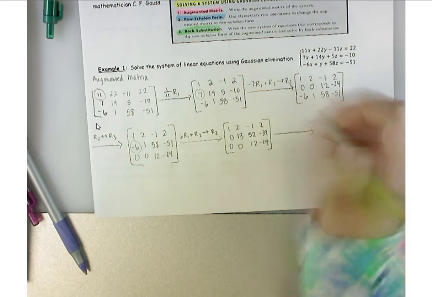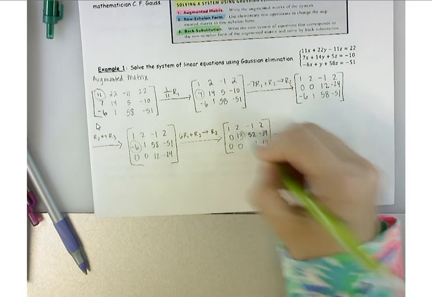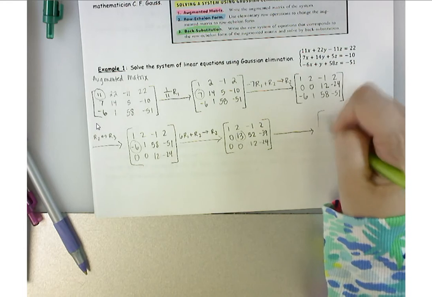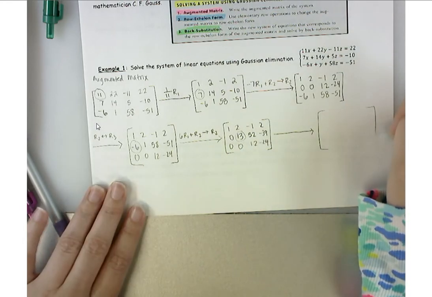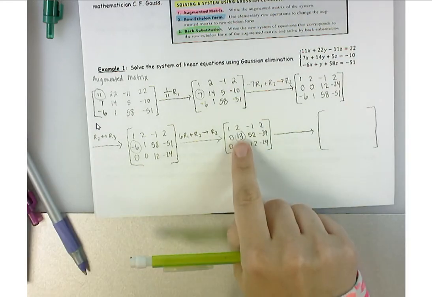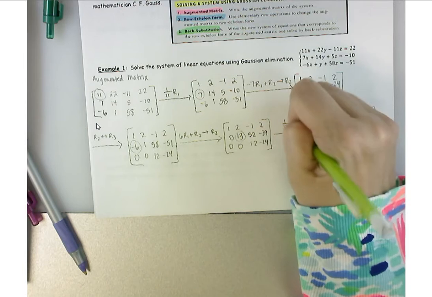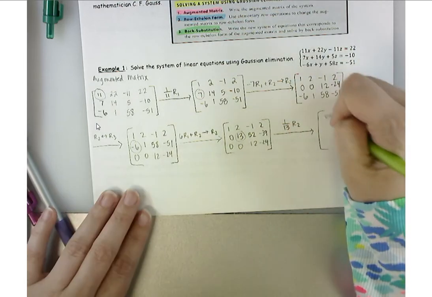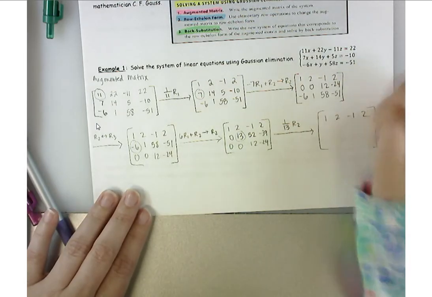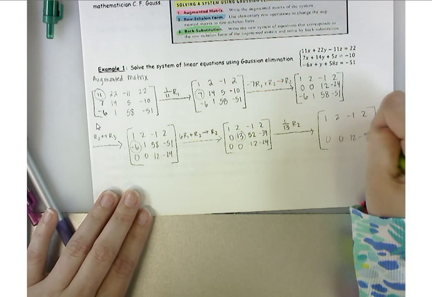Okay, so now I have 1, 0, 0. I need this to be a 1. What should I do? Whenever you want this to be a 1, multiply by the reciprocal, right? So this will be 1/13 times R2. So I have 1, 2, -1, 2, 0, 0, 12, -24.